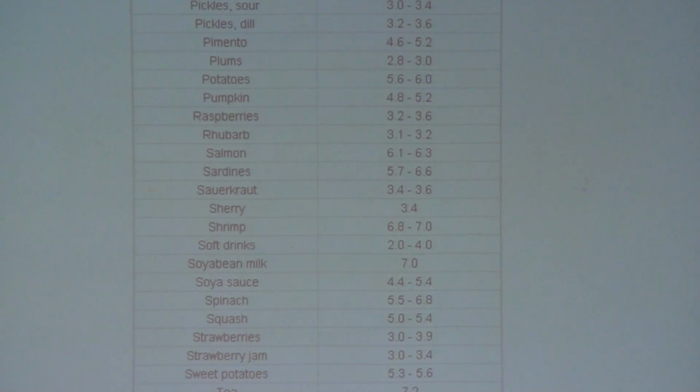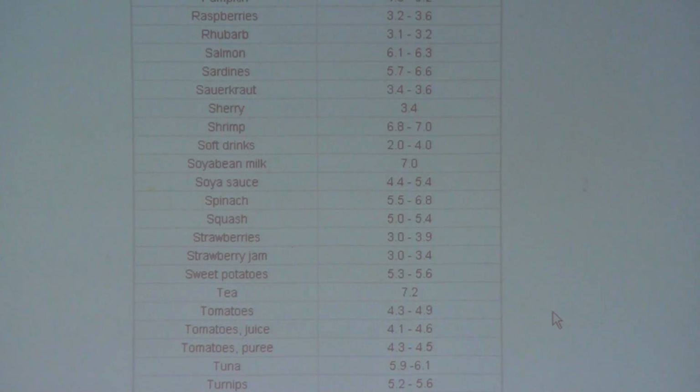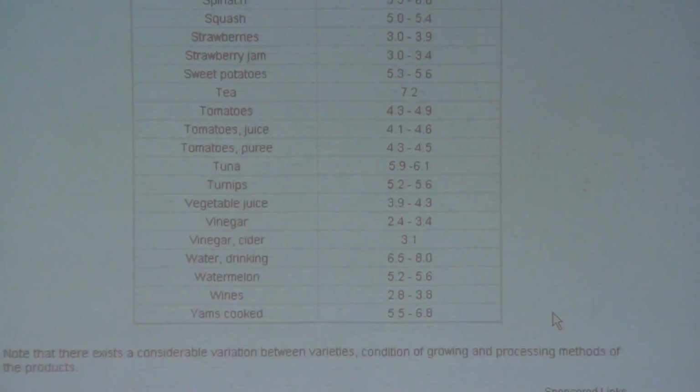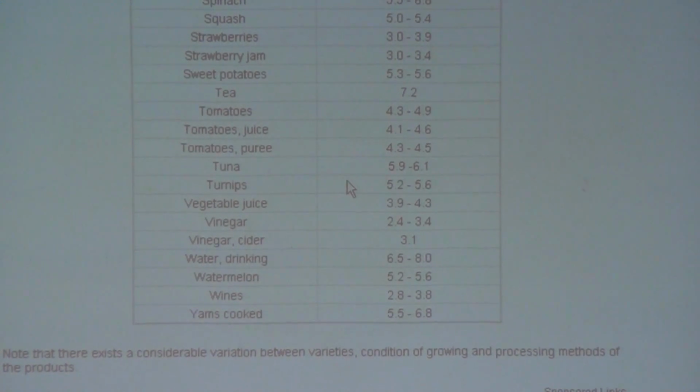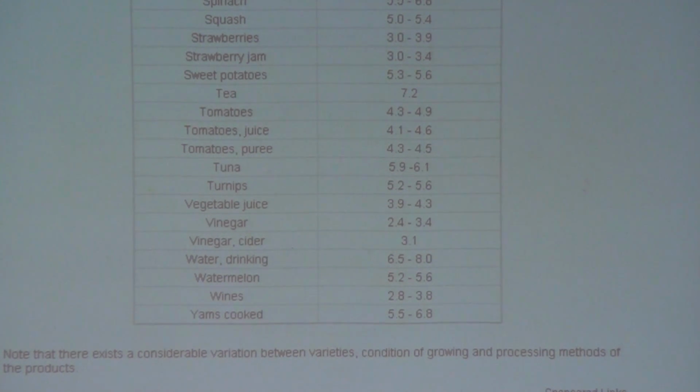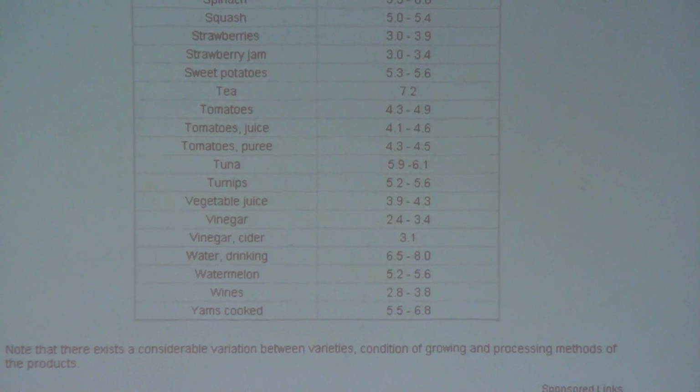Yeah, this can't be right. Tea is usually acidic. Yeah, the 7.2, right? Okay, so there's some pH of foods. I've got these slides posted on the Chem1B website, so you can take a look at that later if you want to.